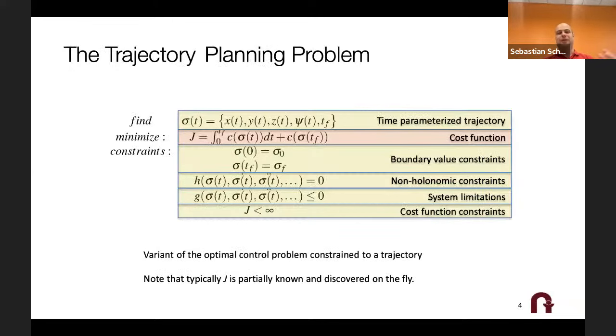Sorry if I scared you right away with some equations, but this is really just the high-level concept. You can think about the planning problem on a very abstract level. We want to come up with some trajectory. There's some objective function that we want to optimize, and there are some boundary value constraints. We have maybe some non-holonomic constraints, some system limitations, and maybe some limitations given to us based on the cost function. So this is a variant of the optimal control problem, where you're not necessarily looking at coming up with the controls, maybe just trying to come up with a reference trajectory.